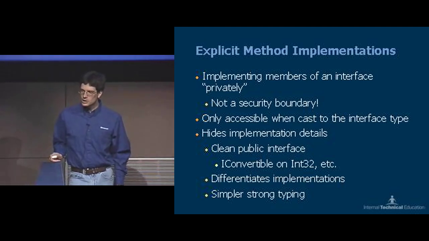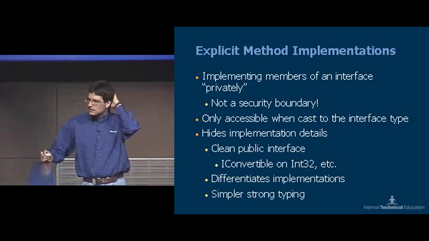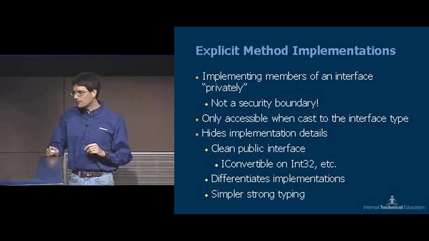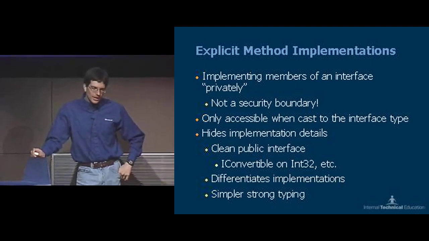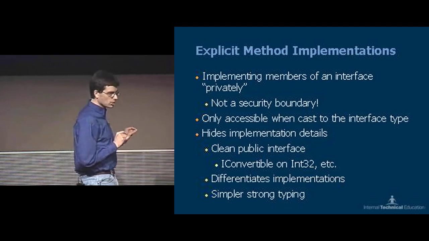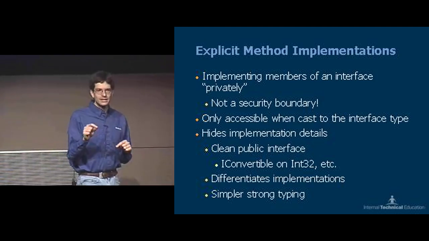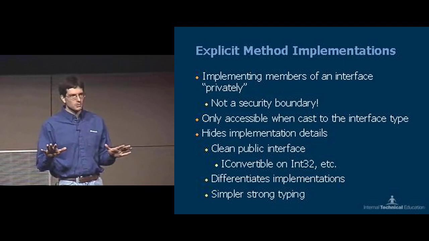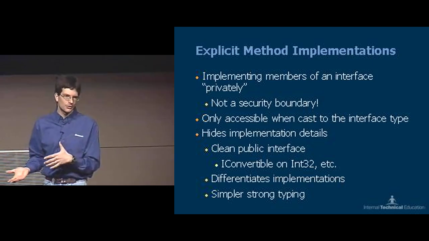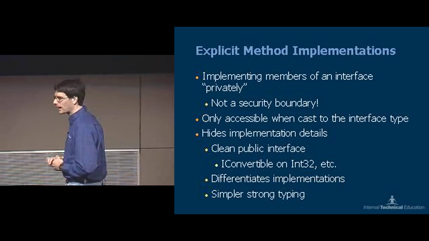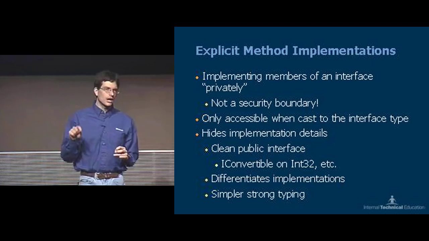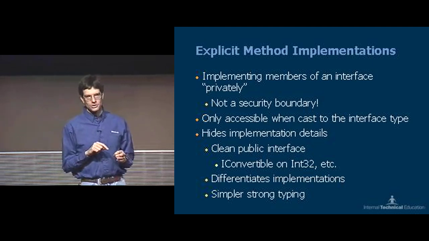I want to spend a little bit of time talking about explicit method implementation because I think it's one of the CLR features that's not very well understood. What it allows you to do is implement an interface member privately. Now, you can't implement the interface itself privately. That's not supported. You can't implement an interface and not tell anybody that interface is actually implemented. We don't support that. But what we do is make it such that you can satisfy the construct of that interface with private methods on your class.